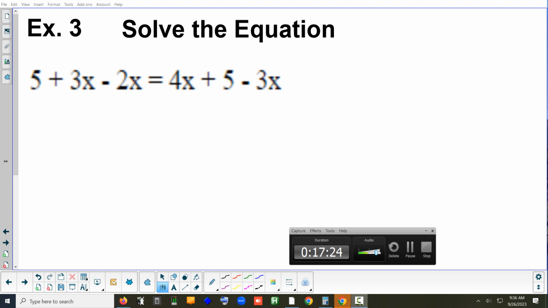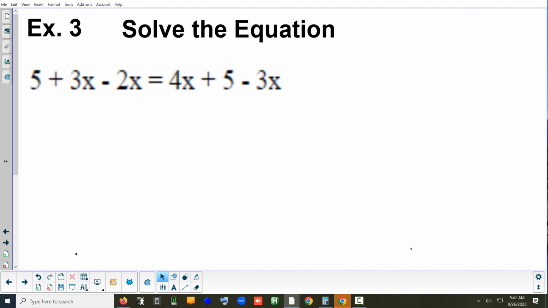It says 5 plus 3x minus 2x equals 4x plus 5 minus 3x. Just to give you a hint to start you off here, do you have any simplifying you need to do? Distributive property or combine like terms? Combine. Yep, you've got some like terms to combine. And remember, that's on the same side of the equal sign. Okay, so try that, and then see where you end up.